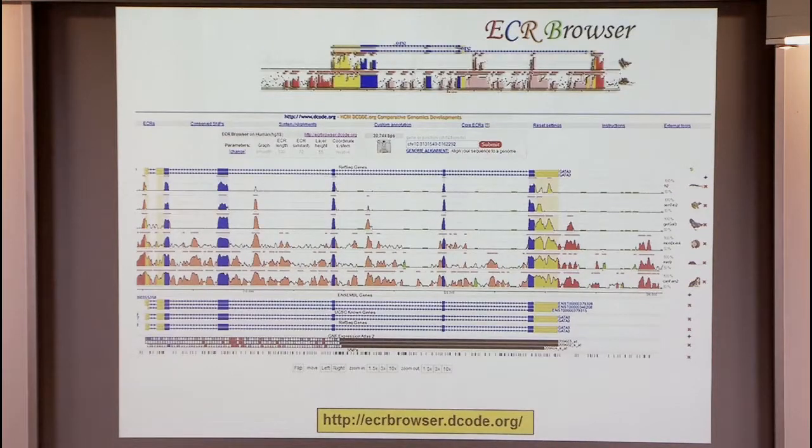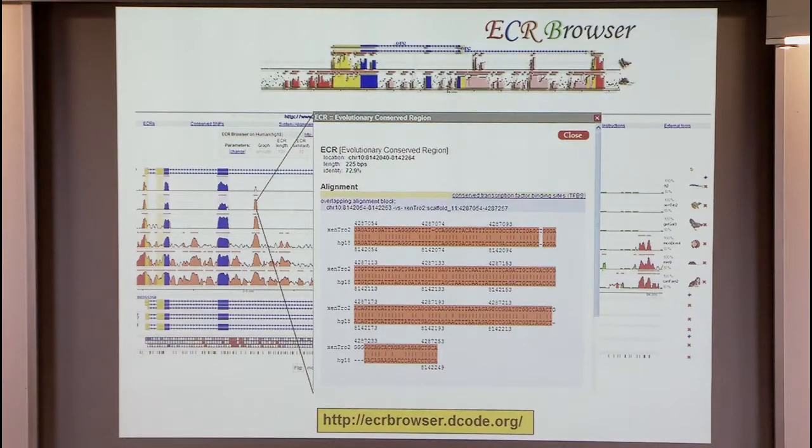Okay, so one nice way, and that's another reason for showing this program, the ECR browser, is that on any one of these peaks, if you click on the peak here, that will open up the window here that shows you the conservation and the comparison, in this case, between frog and human. So you can see that this sequence is conserved over 225 base pairs, 72%.